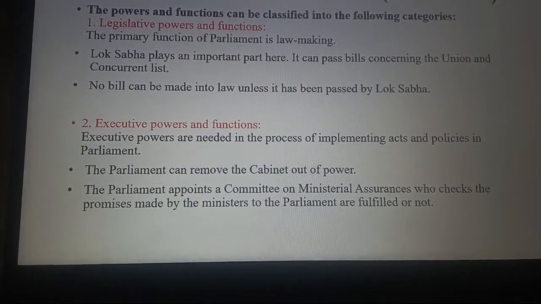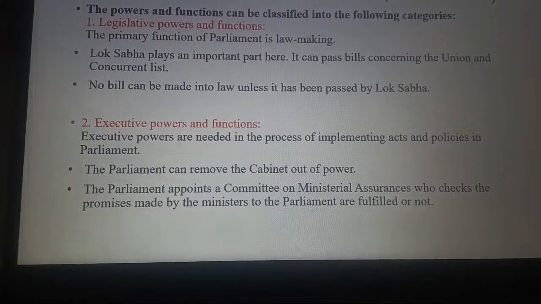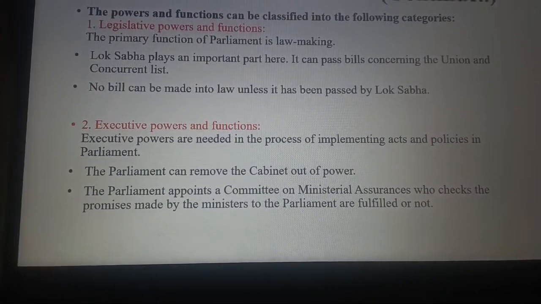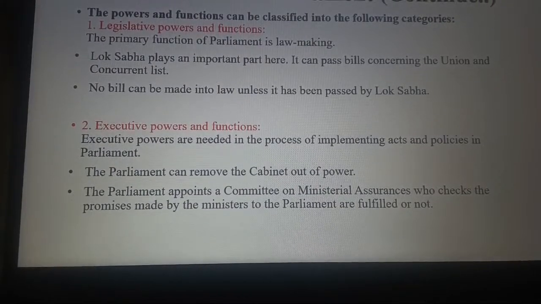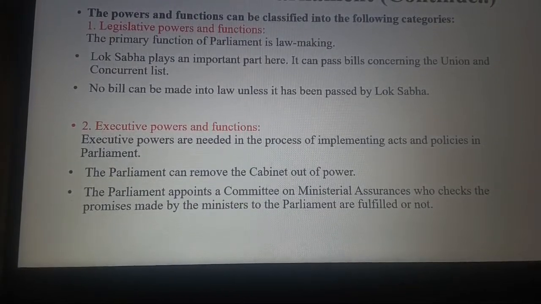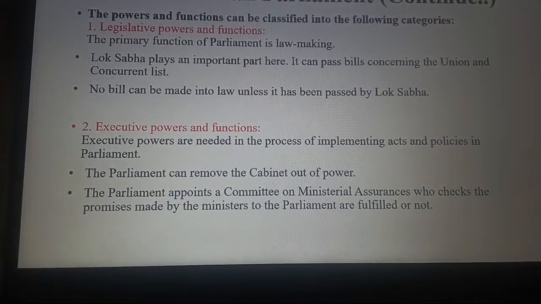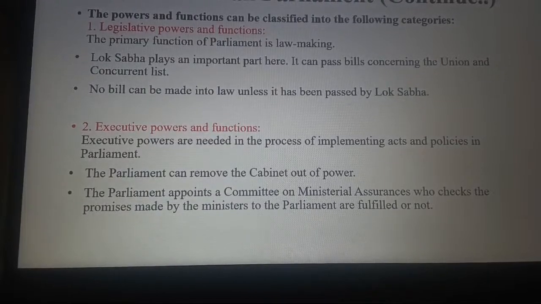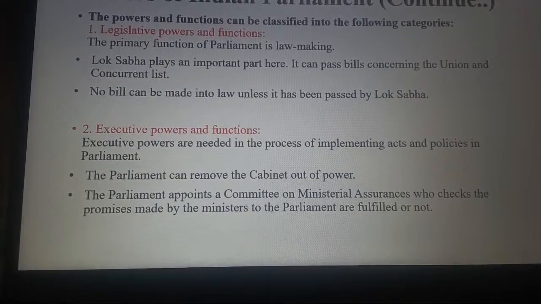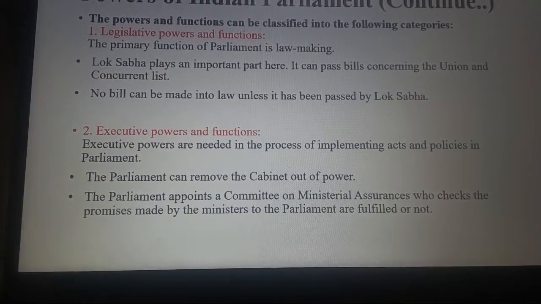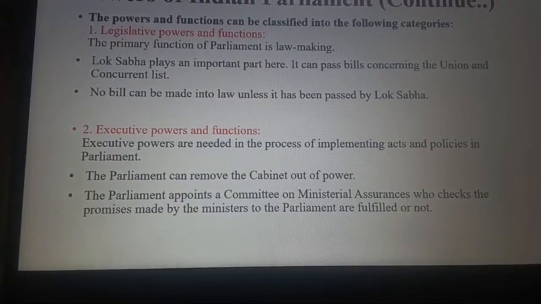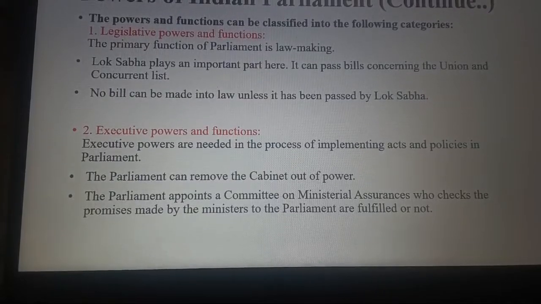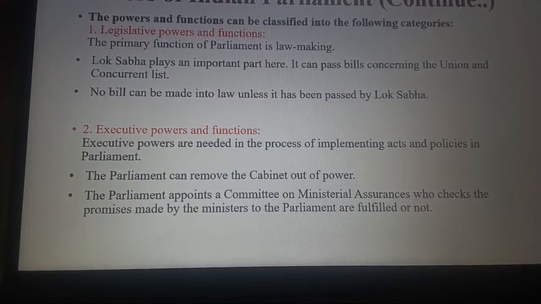Powers of Indian Parliament. The powers and functions can be classified into the following categories: legislative powers and functions. The primary function of Parliament is lawmaking. Lok Sabha plays an important part here. It can pass bills concerning the Union and concurrent list. No bill can be made into law unless it has been passed by Lok Sabha.